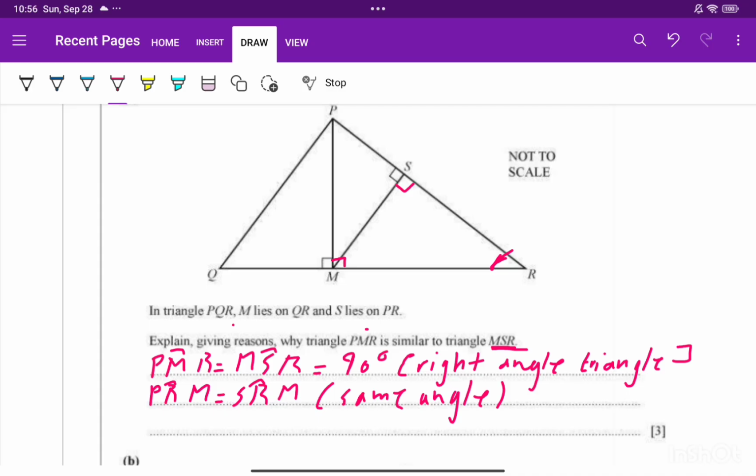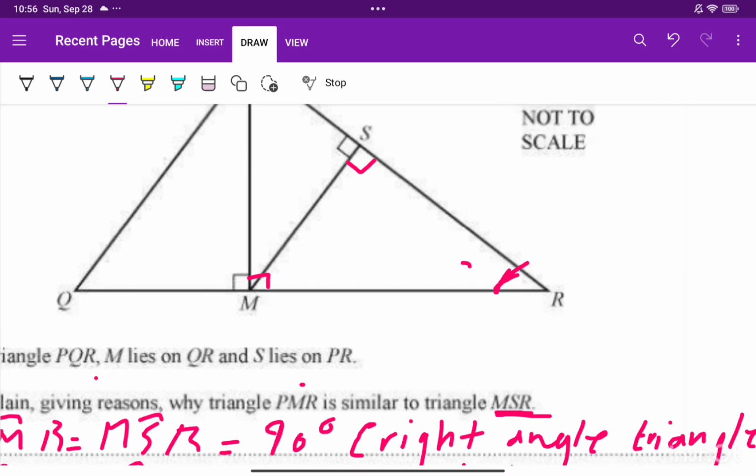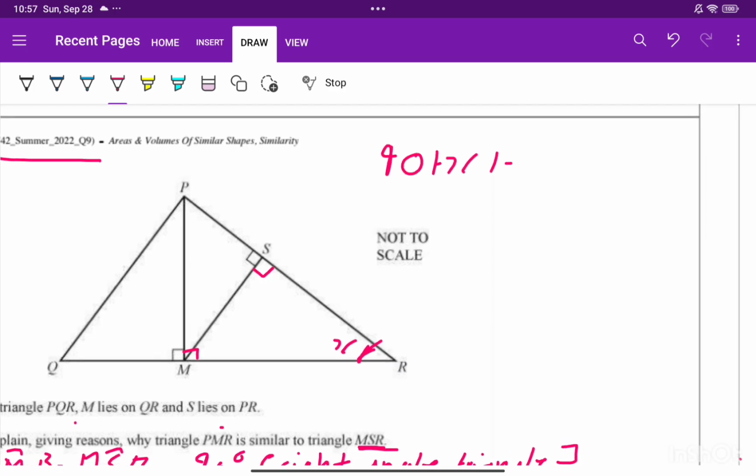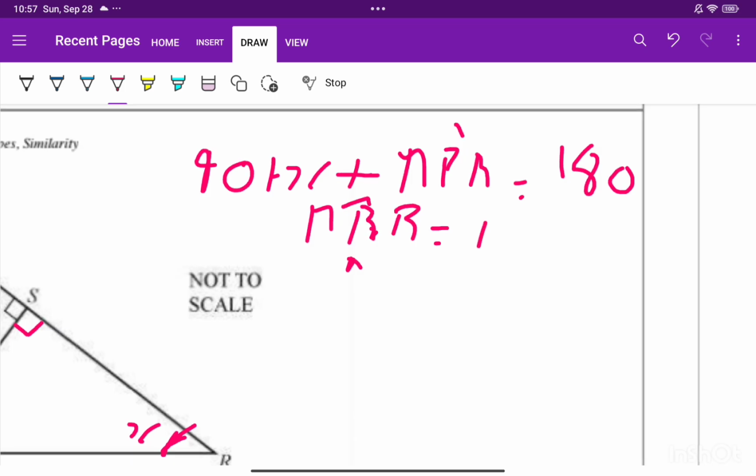Okay, now for example PRM is x. So as we know, the sum of triangle angles adds up to 180. So if we take PMR, 90 plus x plus this angle equals 180. So MPR will be equal to 90 minus x.